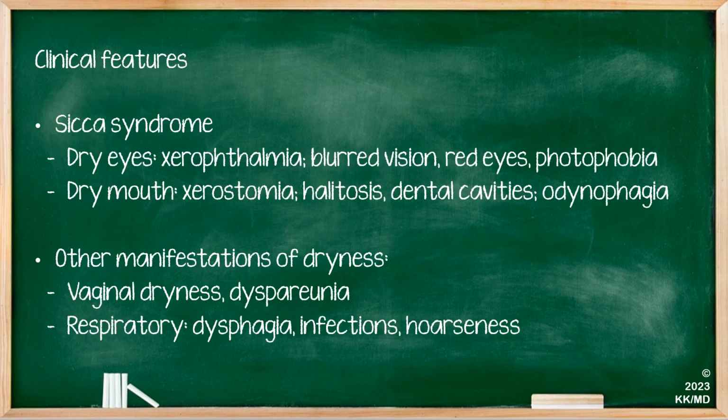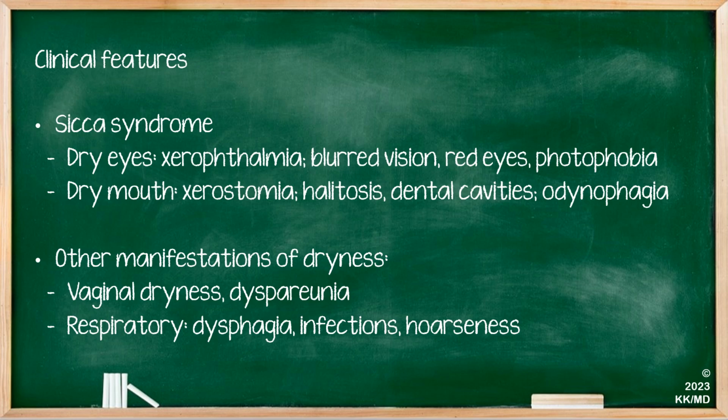The clinical features of Sjogren syndrome are hallmarked by what we call sicca syndrome, and so this is dry eyes and dry mouth. Dry eyes is also known as xerophthalmia, and this is characterised by patients maybe reporting blurred vision, red eyes, and even photophobia in some cases.